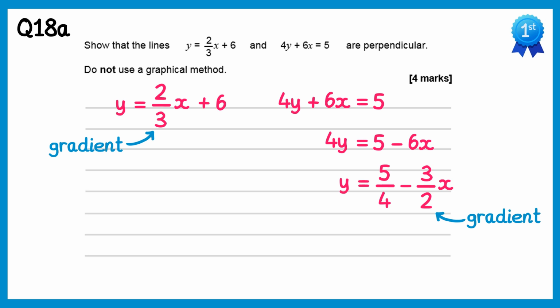If lines are perpendicular, when you multiply the gradients together, you'll get negative 1. So if we take 2/3 from the first line, and negative 3 over 2 from the second line, multiply them together, we get negative 6 over 6, which equals negative 1. So we've now shown the lines are perpendicular.